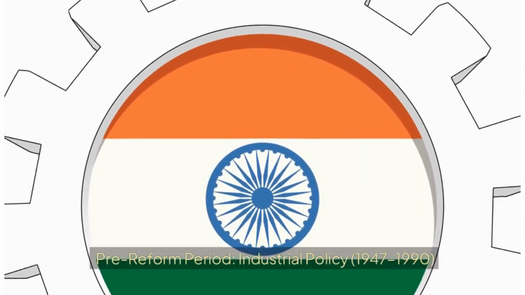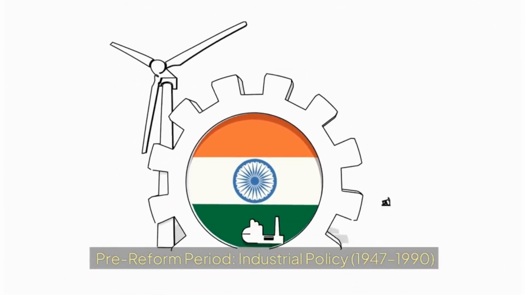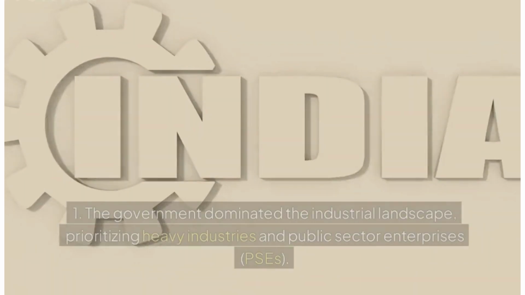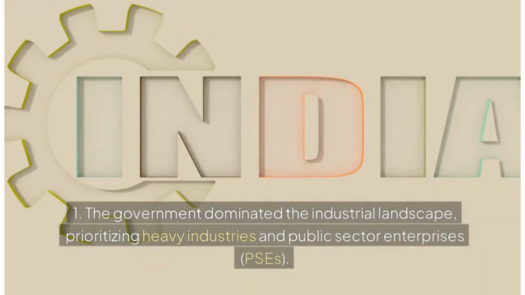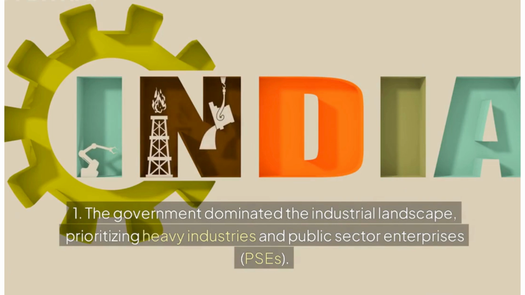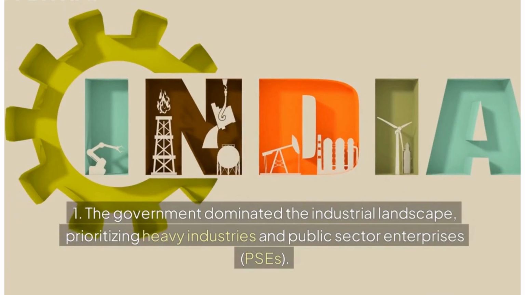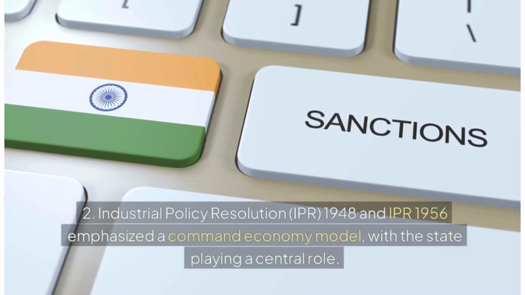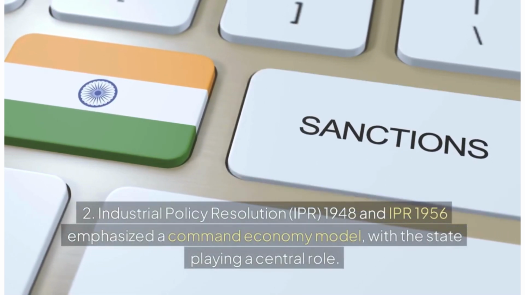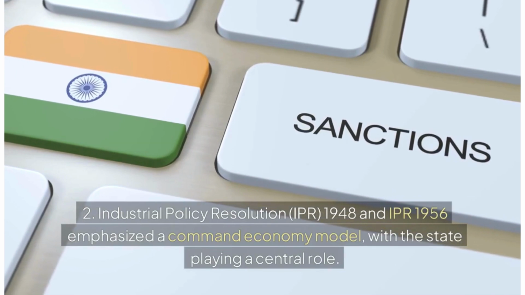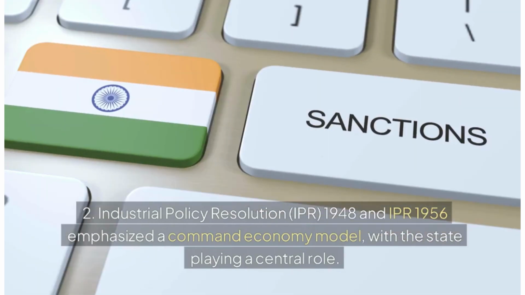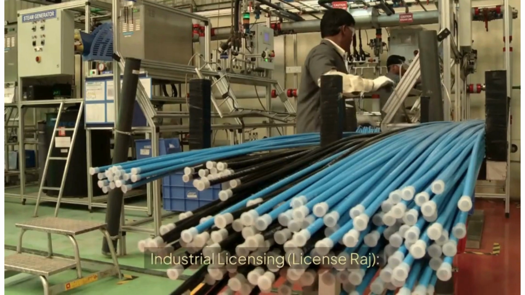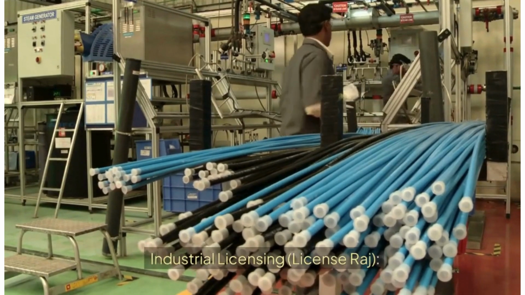Pre-reform period, industrial policy, 1947 to 1990. Key features: state-led development. 1. The government dominated the industrial landscape, prioritizing heavy industries and public sector enterprises, PSEs. 2. Industrial Policy Resolution, IPR, 1948 and IPR 1956 emphasized a command economy model, with the state playing a central role.